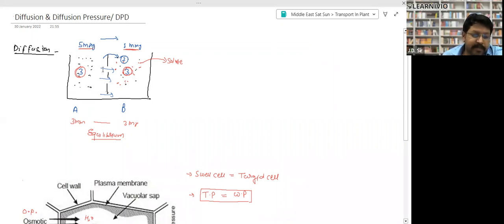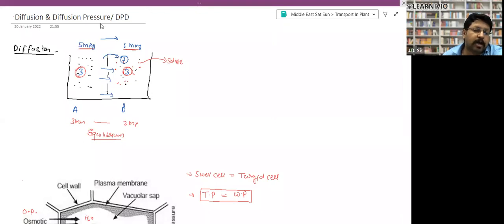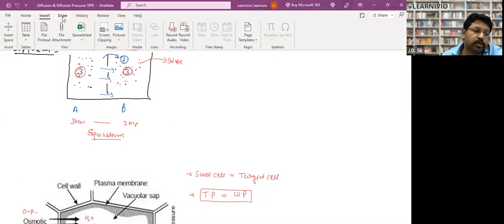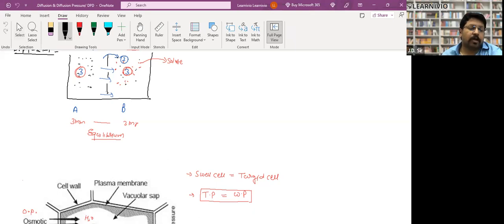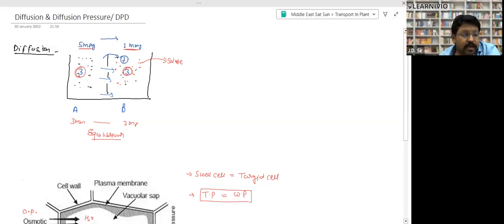there are two tanks, right? This one and this one. In both of the tanks, we have sugar solution, right? Added sugar solution. And here, this sugar solution is 5 milligram, and here 1 milligram, right? So here the sugar solution is more, and here the sugar solution is less, right? So what will happen? The sugar molecule or solute molecule, they will start moving from its higher concentration towards the lower concentration, and until they achieve the equilibrium, right?